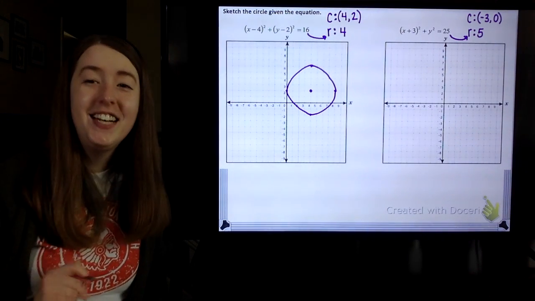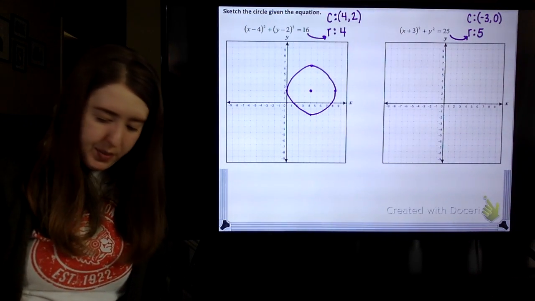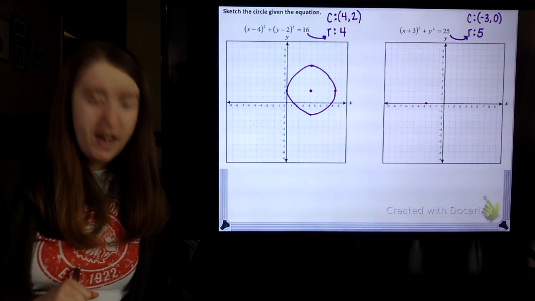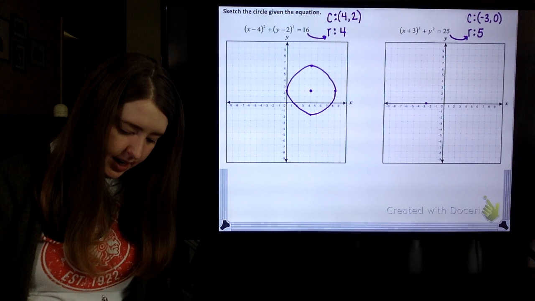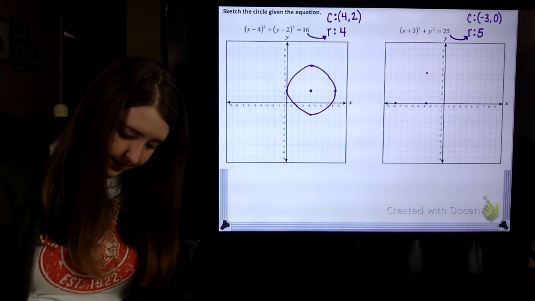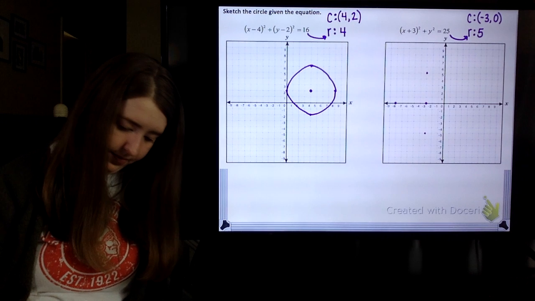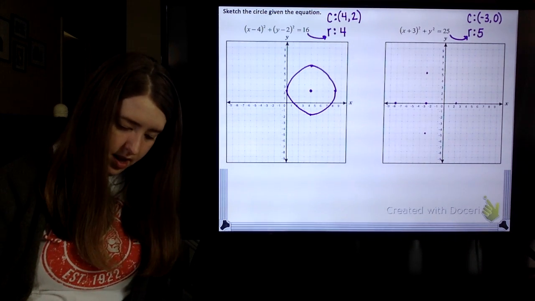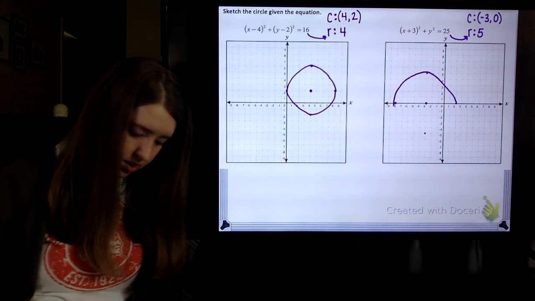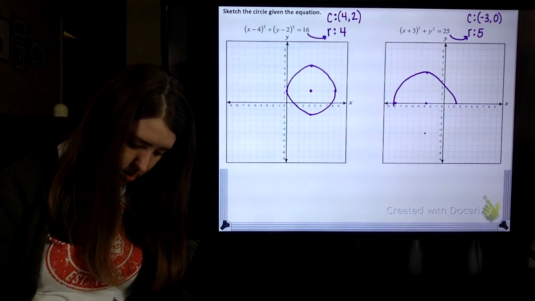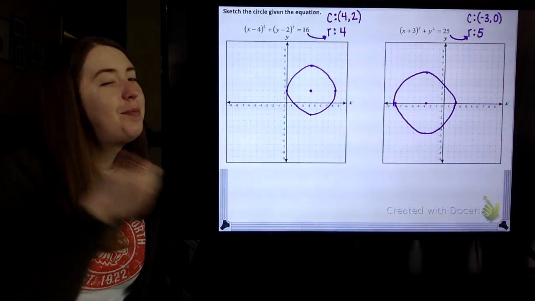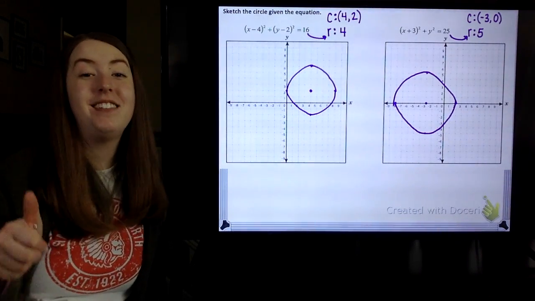Let's graph this last one. So our center is at negative 3, 0, so we'll plot that first. Negative 3, 0, cool. And then our radius is 5, so in each direction, I'm going to go out 5 units. And now I'm going to do my best. See? Lopsided, but still, you can tell it's supposed to be a circle.